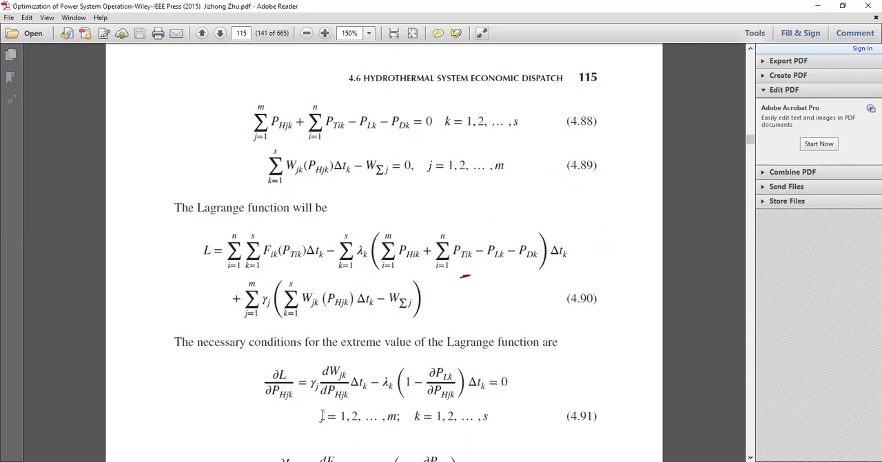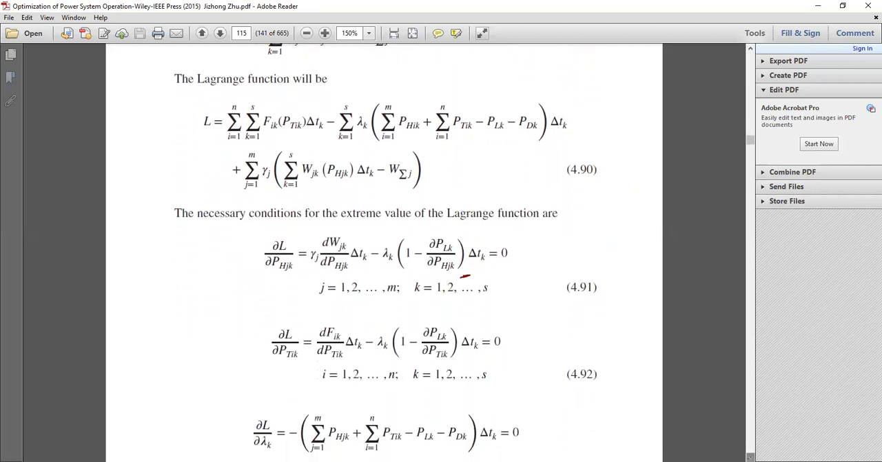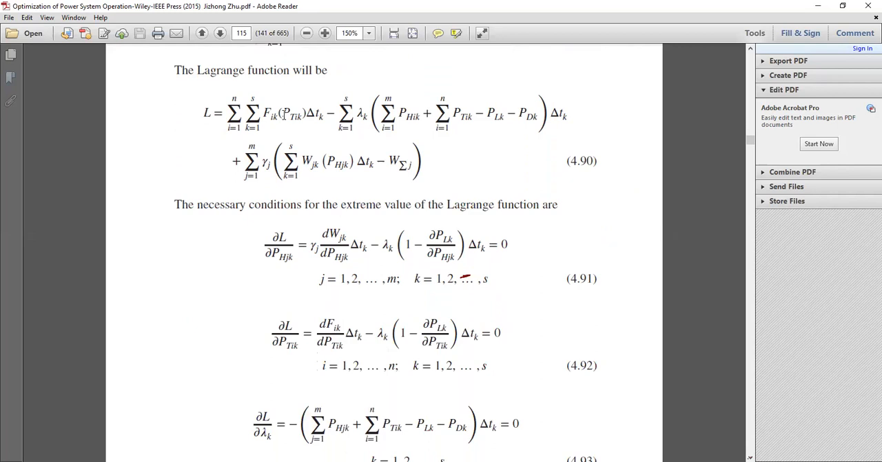So here the index j will be from 1 up to M, that is the total number of hydro units, and k will be from 1 up to the total number of time slots, time samples. Then your next unknown is dPitk. So dPitk, the fik is a function of Ptik.